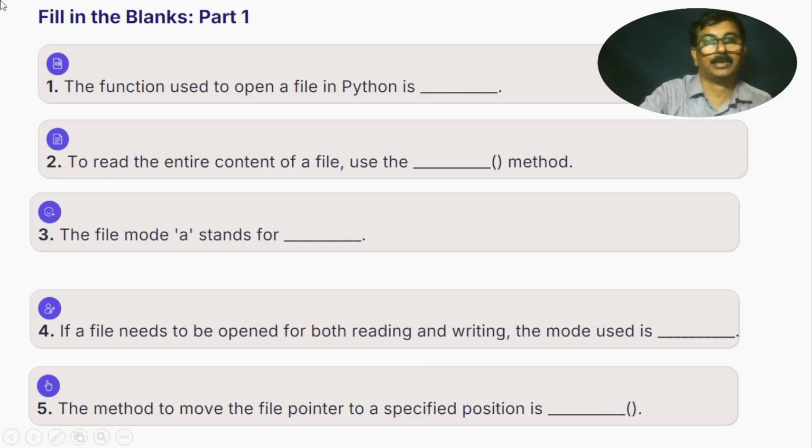Now fill in the blanks. The function used to open a file in Python is open. To read the entire content of a file, use the read method, read with parentheses. The file mode A stands for append. If a file needs to be opened for both reading and writing, the mode used is R plus. Reading and writing means R plus. The method to move the file pointer to a specified position is seek, S-E-E-K, then parentheses.